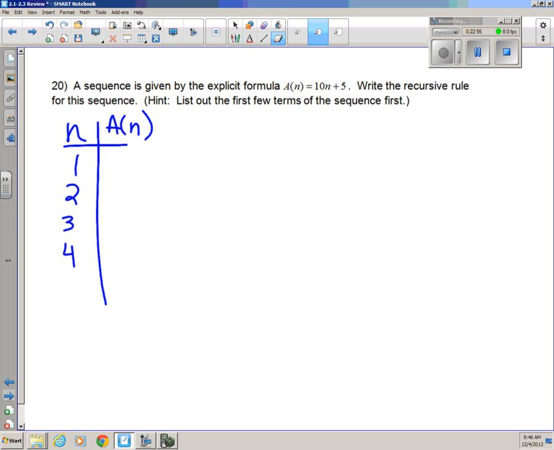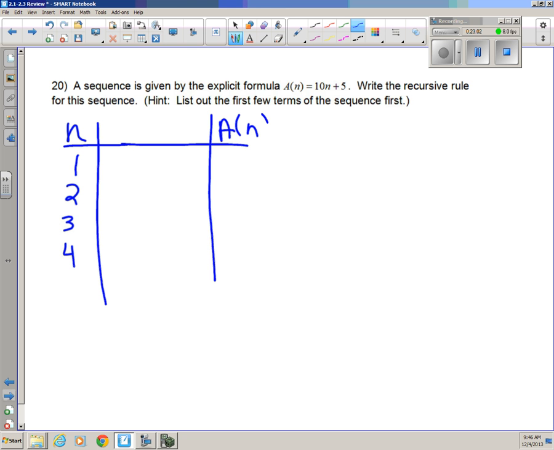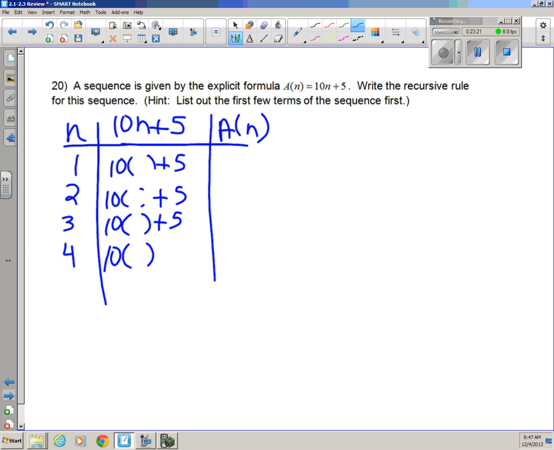But I'm actually going to do the rule here. They're telling you to get to a sub n, you're going to apply this rule each time. So if I'm going to do 10 times n plus 5, 10 times n plus 5, 10 times n plus 5.